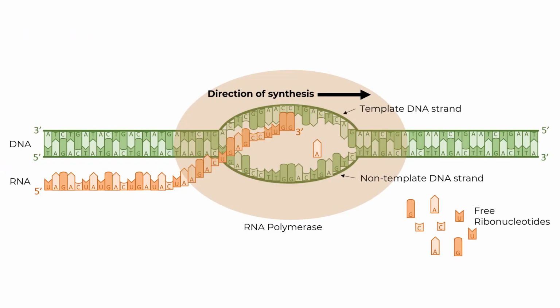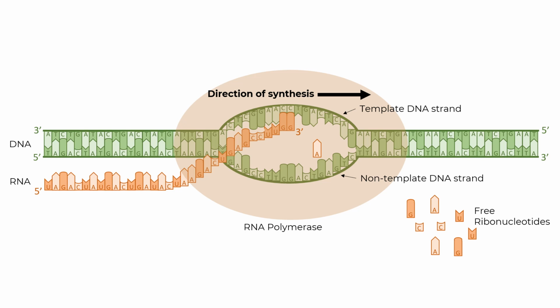Take a closer look at what happens within the RNA polymerase. You can see here that the DNA double helix has been pulled apart. This area is called the transcription bubble. Unlike DNA replication, as RNA polymerase moves forward, the area of DNA behind it reforms the double helix.